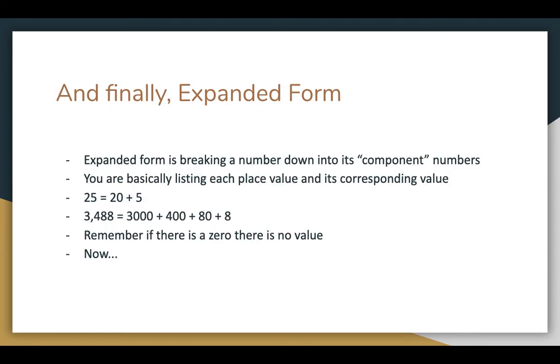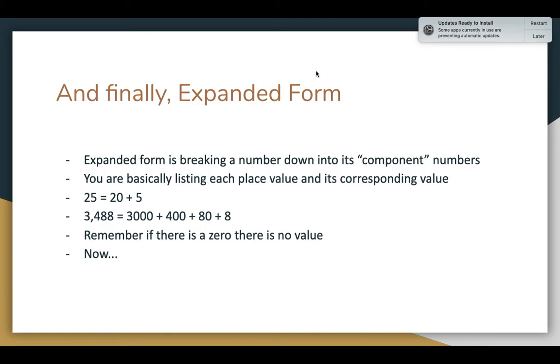And now finally, expanded form. Expanded form is breaking a number down into its component numbers. So you're basically listing each place value and the corresponding amount or value in it. So if you have 25, it's equal to 20 plus 5. So the 5 is in the ones place, the 2 is in the tens place, but since it's 2 tens, it's 20. So looking at that next number, 3,488, it is 3,000 plus 400 plus 80 plus 8.